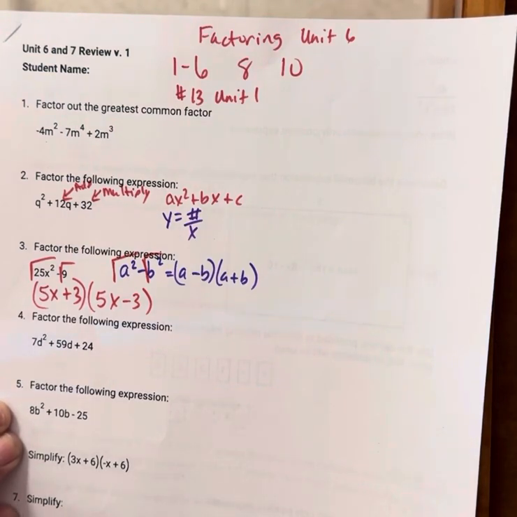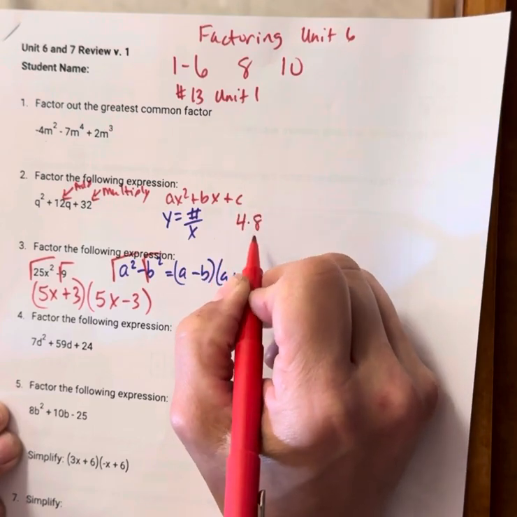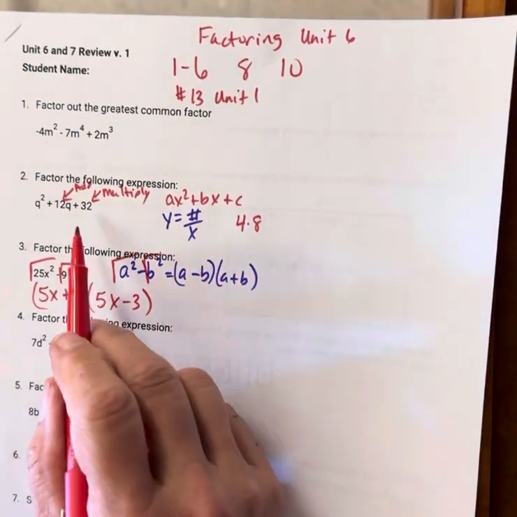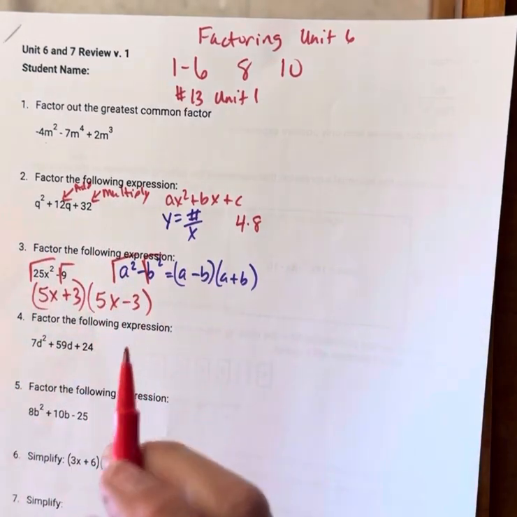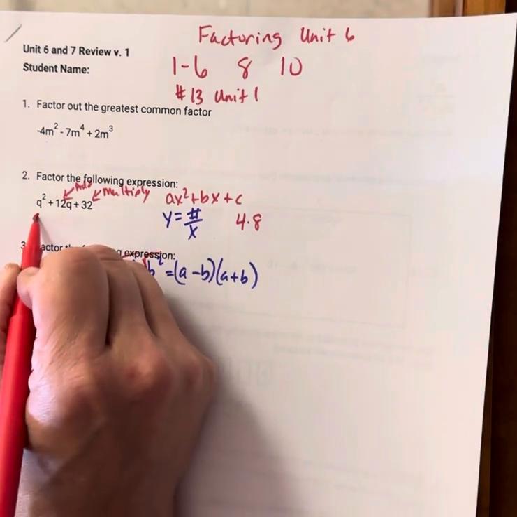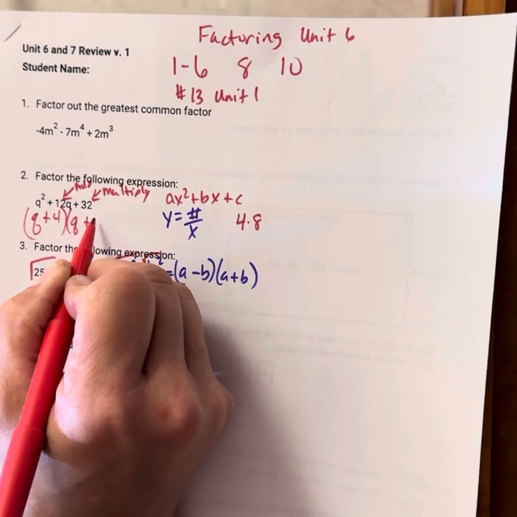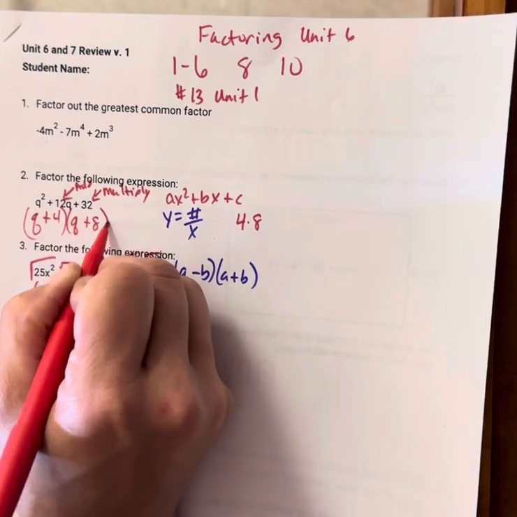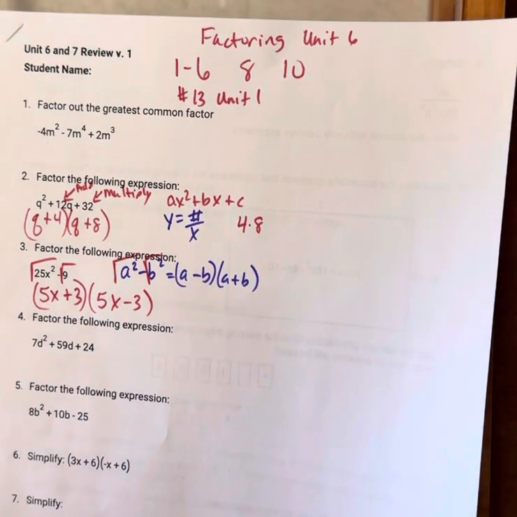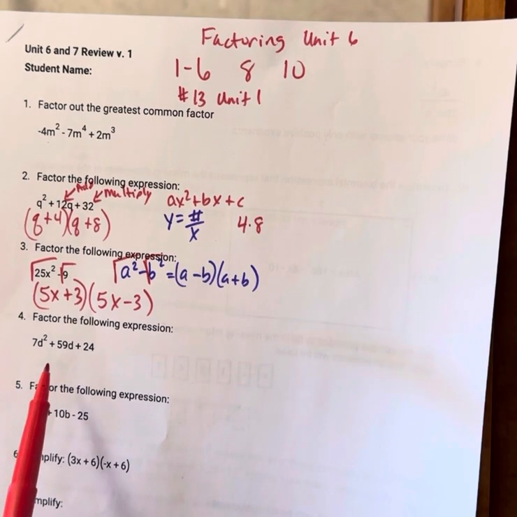So 32, 4 times 8 equals 32, and 4 plus 8 adds to equal 12. And so this is going to be q plus 4 and q plus 8, or vice versa. Doesn't matter what order you put it in. Then these two are the next type.